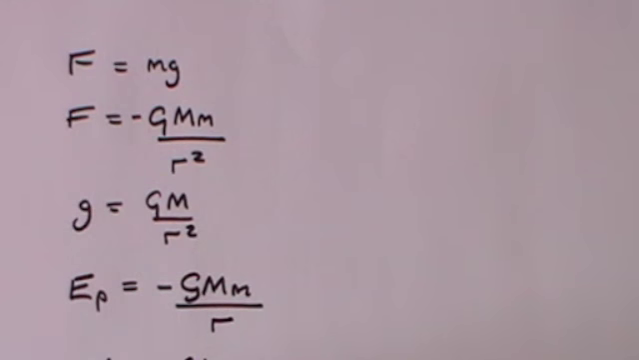We can see that if F equals mg, the first formula, then g is equal to capital G, capital M over r squared from the second of the formulae. The gravitational potential energy is minus capital G, capital M, little m over r. And you'll see that if you differentiate the gravitational potential energy with respect to r, you will get the force.